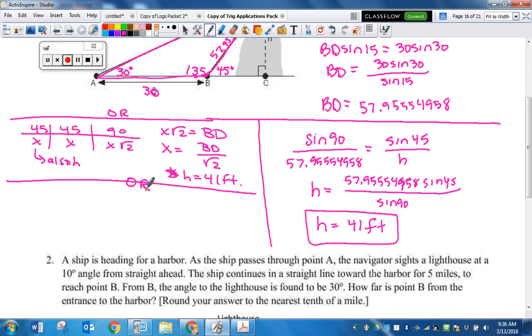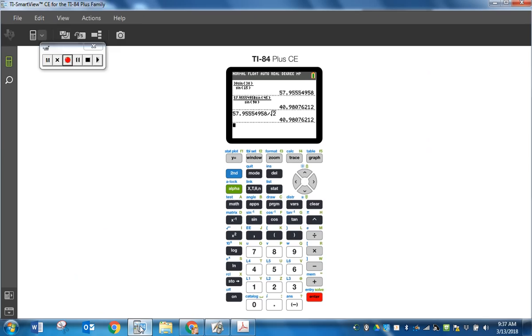since it's a right triangle, I could have said, all right, well, I know that the sine of 45 is equal to h over BD, which is 57. Cross multiply, my BD value times sine 45 has got to give me h. Okay, so I could have done that. Going to my calculator and using my BD value, still up here, times sine 45, I still get the same answer.